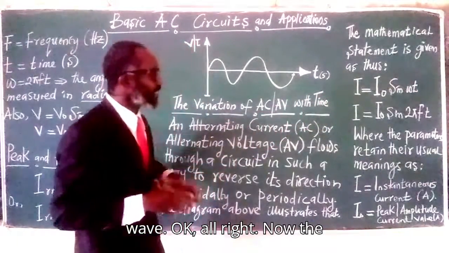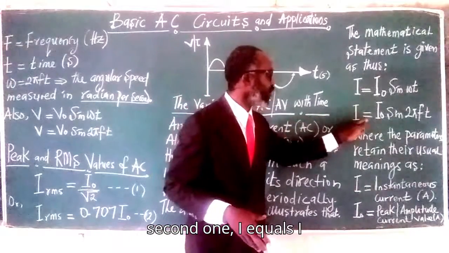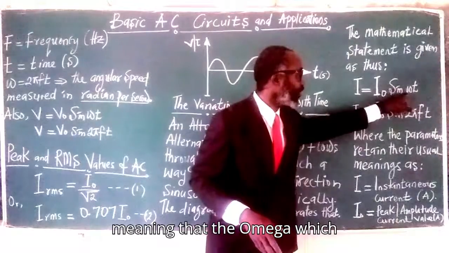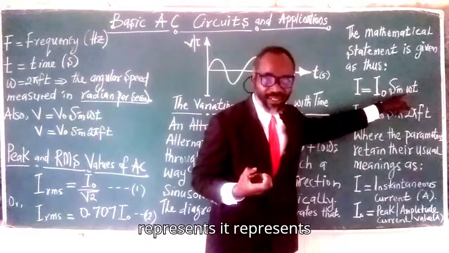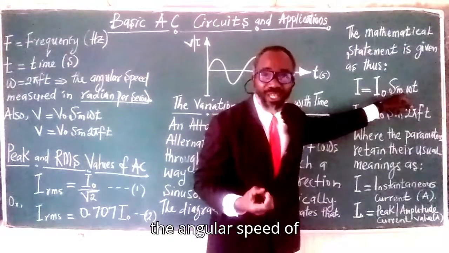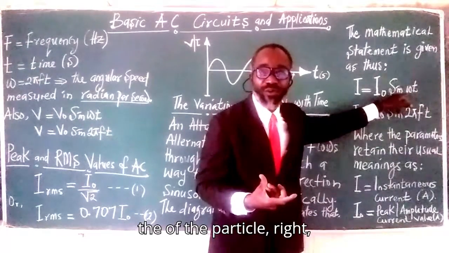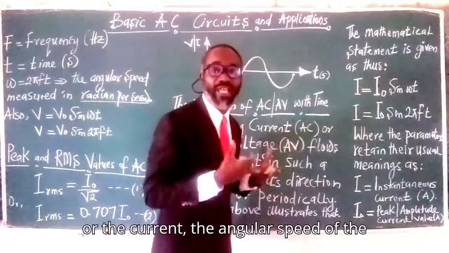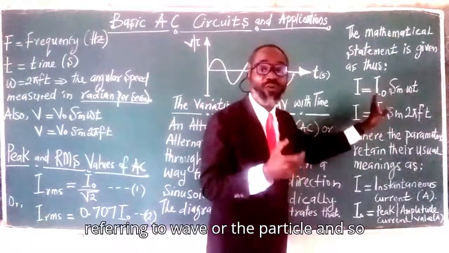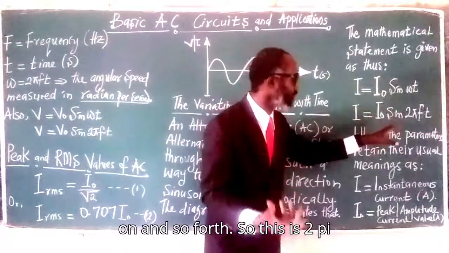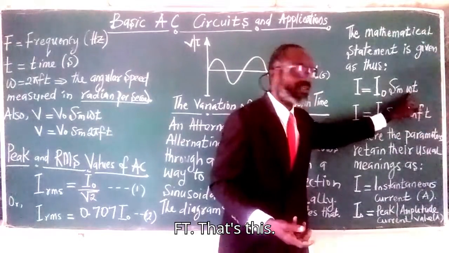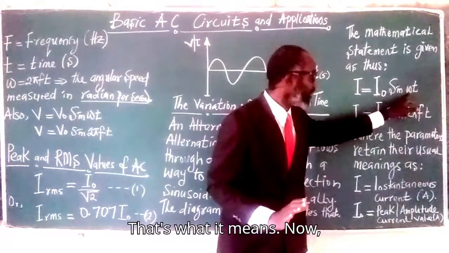Alright. Now the second one, I equals I naught sine 2 pi f t, meaning that the omega, which represents the angular speed of the particle or the current. If we are referring to waves, we call it particle, and so on and so forth. So this is 2 pi f t. That is what it means.